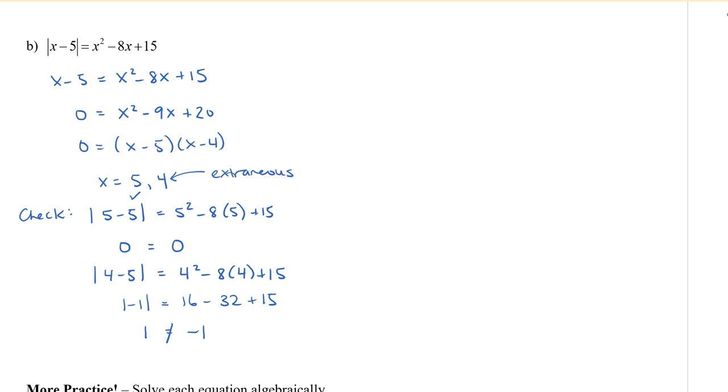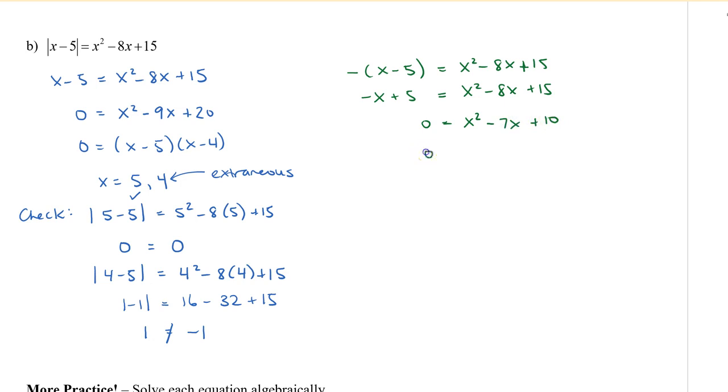All right, so let's go to the negative absolute value. So we take negative, and then in brackets, we're going to put x minus 5 equals x squared minus 8x plus 15. Okay, and let's distribute the negative to get negative x plus 5, and then rewrite my right side. Move all the terms to one side, x squared minus 7x plus 10, and luckily we can factor this again.